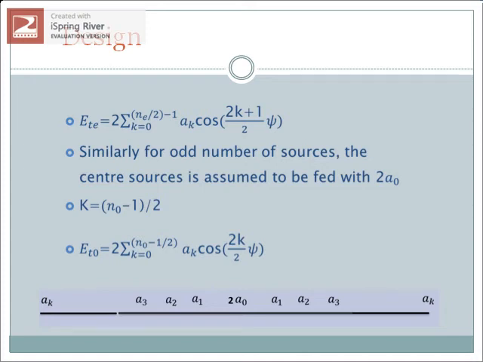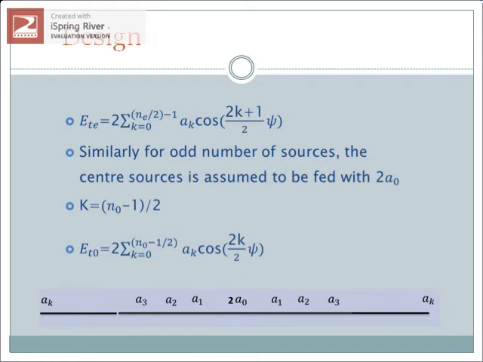Then we can find the total electric field as ET is equal to 2 into summation over K varies from 0 to NE by 2 minus 1 of AK cos (2K plus 1) by 2 psi. That is the general expression.